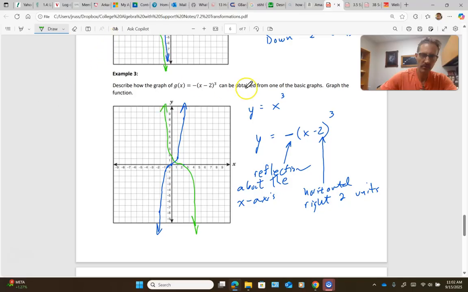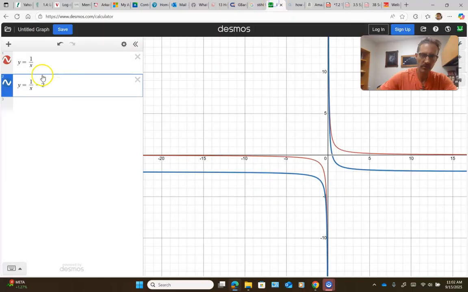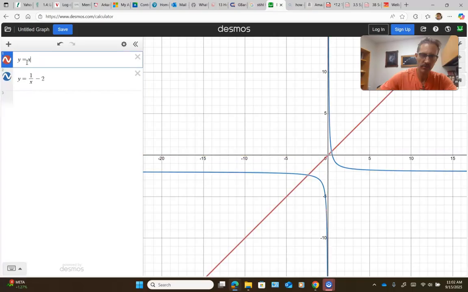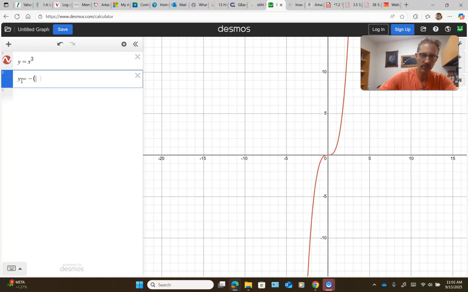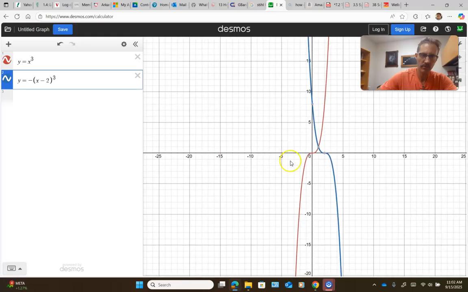Okay. So let's verify this again with Desmos. So our basic function is x cubed, and then our transformed function is negative, and then in parentheses x minus 2, and then we're going to cube it. And look at that. See that, guys? Our basic function is in red. Our transformed function is in blue. So it did shift to the right 2 places, and then it reflected about the x-axis.